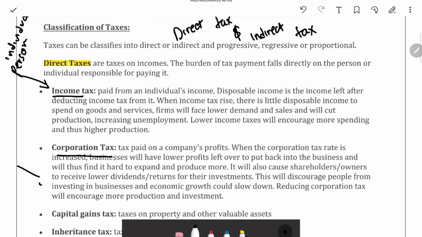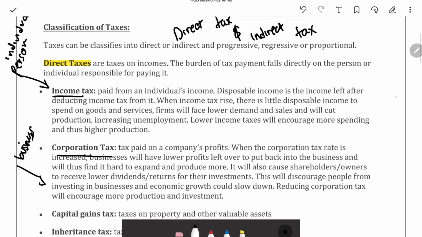But the corporation tax is for a business or a firm. Now, the income tax is for the individual's income, and it takes a percentage from the individual's income. And there are many things that can happen when that happens.